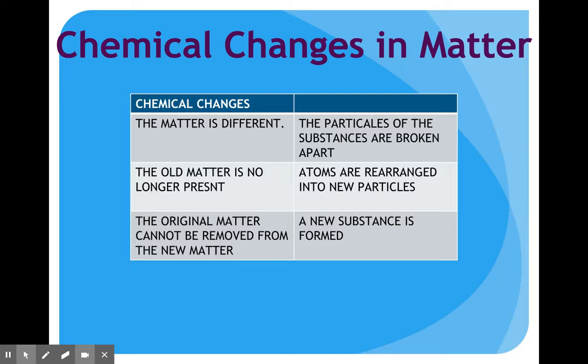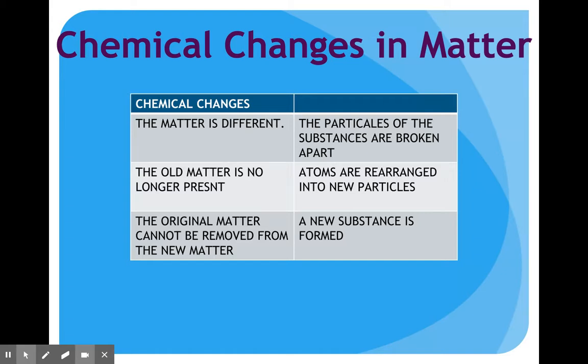When we talk about chemical changes, we understand that matter has changed and it cannot typically be undone, meaning typically you can't go back in time and rearrange those atoms to what they were before. The old matter is no longer present in the form that it was originally there. So like when you burn a piece of wood in the fireplace, you can't go back in time and unburn that firewood.